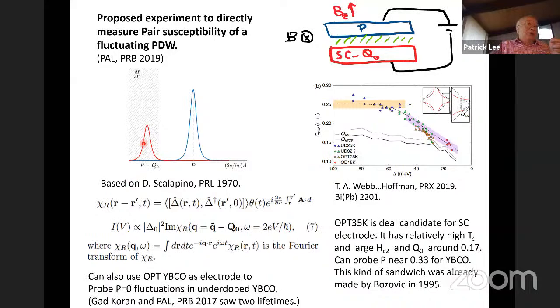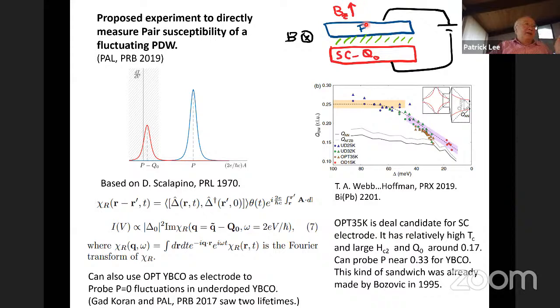So you may already see some fluctuating voltage if this happens to intercept, because twice this is very close to 2Q. For YBCO, Q is 1/3, so Q over 2 is right here. So this guy could be right on top at 0. This would be nice, but you don't need it. Now, this you can do at zero magnetic field at finite temperature.